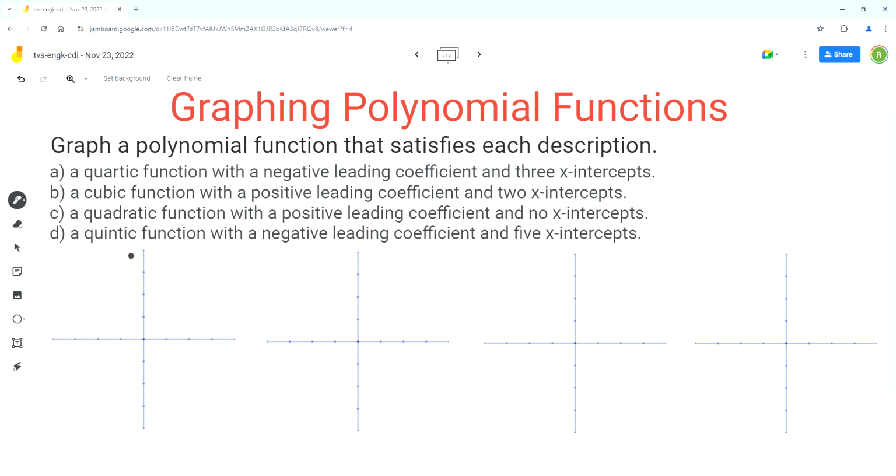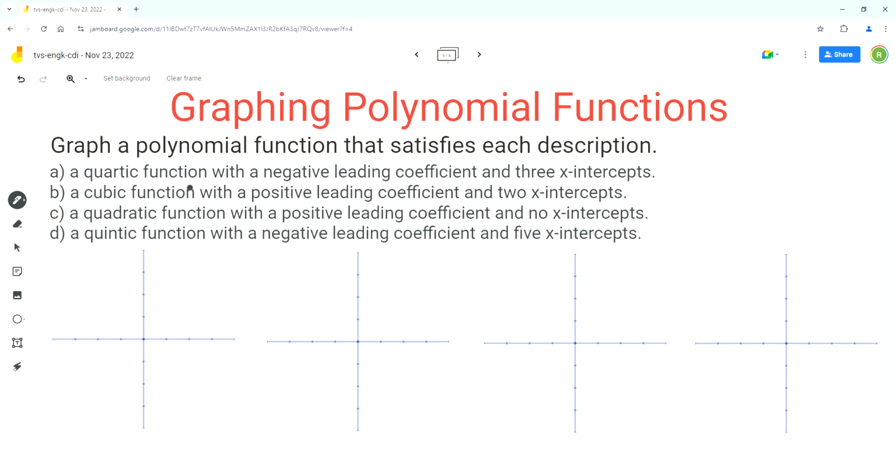So in this video, we'll solve this problem using the concepts of polynomial functions. As per the problem, graph a polynomial function that satisfies each description. And we are given these four polynomial functions. So let's start with part A.